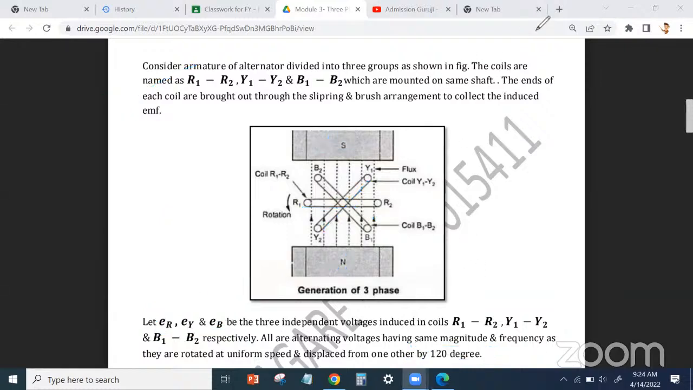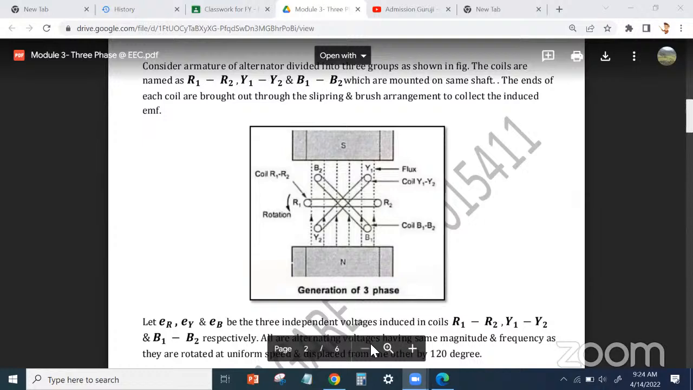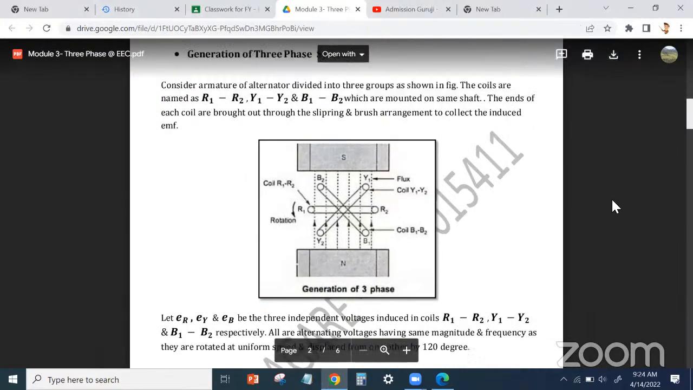Okay, let's go to it. So just go through it. That is the generation of three-phase system.